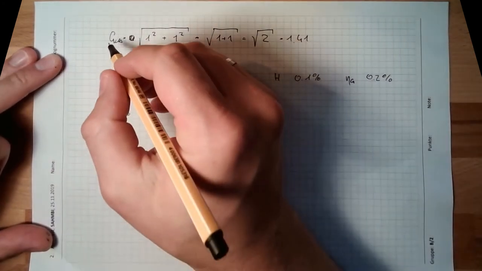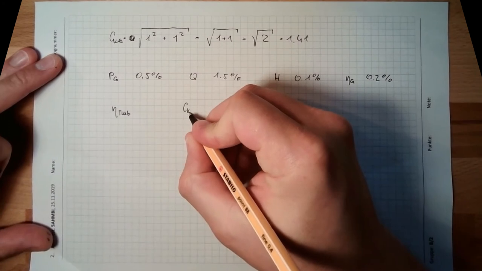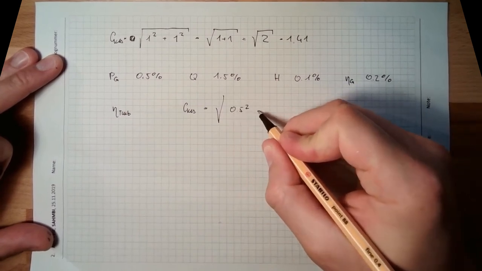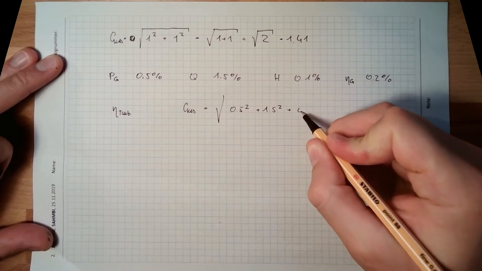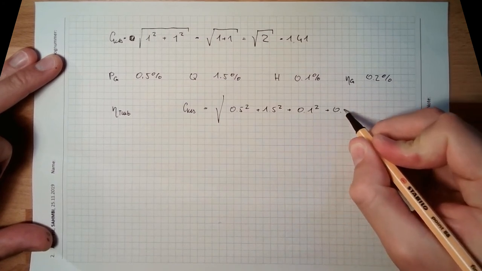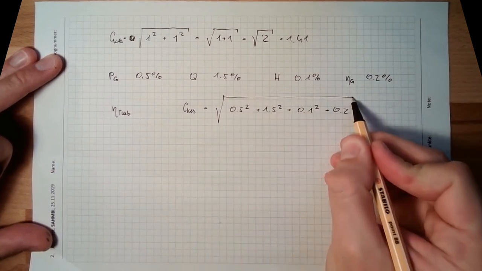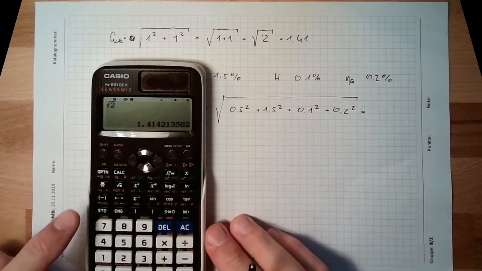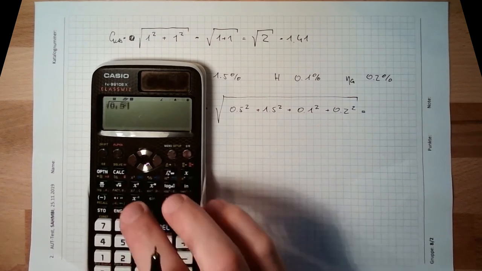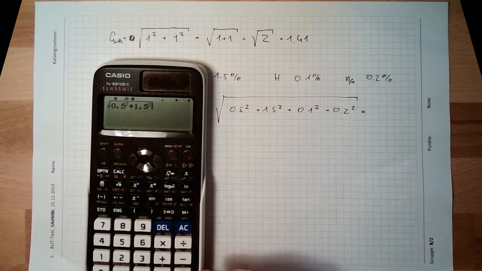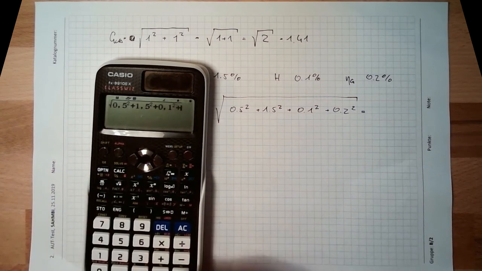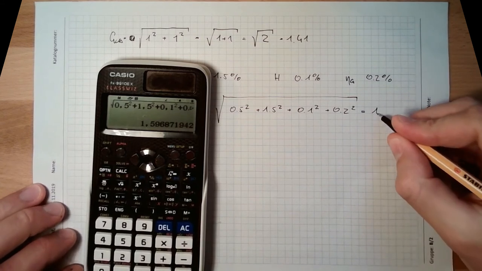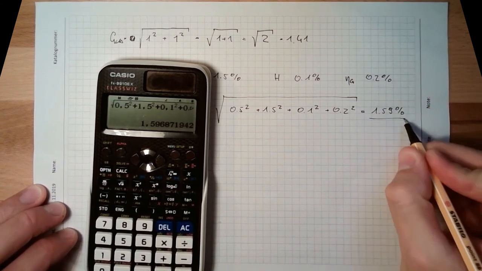So I'm using the law. The resulting error is the square root of 0.5 squared plus 1.5 squared plus 0.1 squared plus 0.2 squared. What is the outcome? The square root of 0.5 squared plus 1.5 squared plus 0.1 squared plus 0.2 squared equals 1.59%. That's the result.